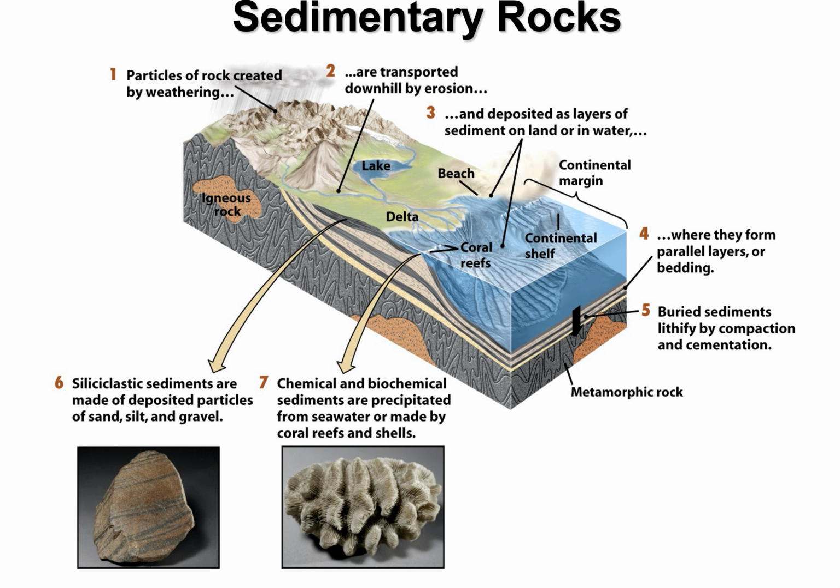Number 6, we have the siliciclastic sediments, and they are made of deposited particles of sand, silt and gravel. And number 7, we have chemical and biochemical sediments, and they are precipitated from seawater or made by coral reefs and shells.